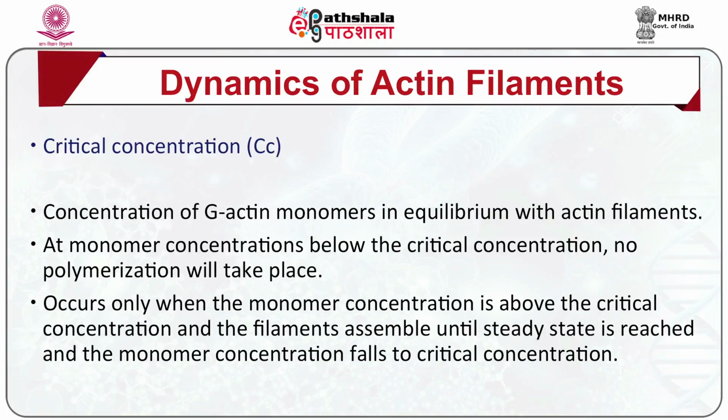The critical concentration is the concentration of G-actin monomers in equilibrium with actin filaments. At monomer concentrations below the critical concentration, no polymerization will take place. It occurs only when the monomer concentration is above the critical concentration, and the filaments assemble until steady state is reached and the monomer concentration falls to the critical concentration.